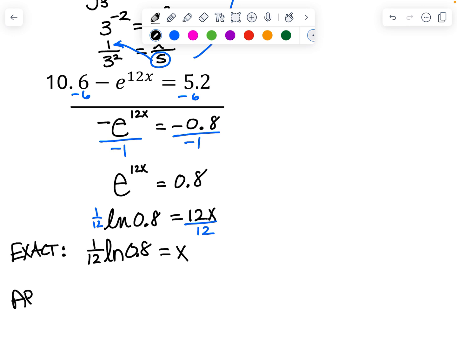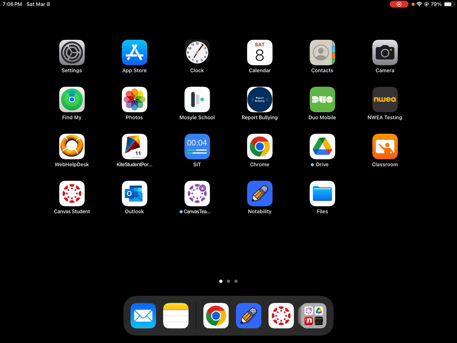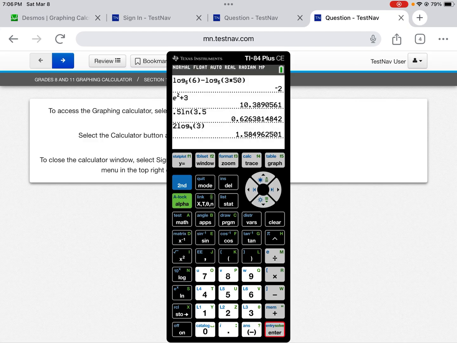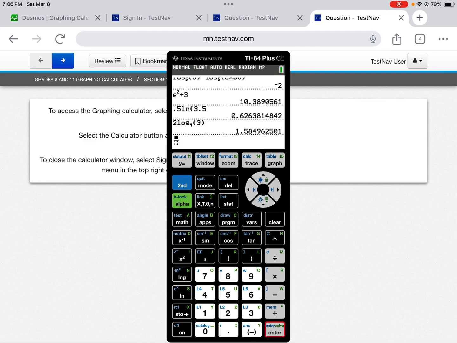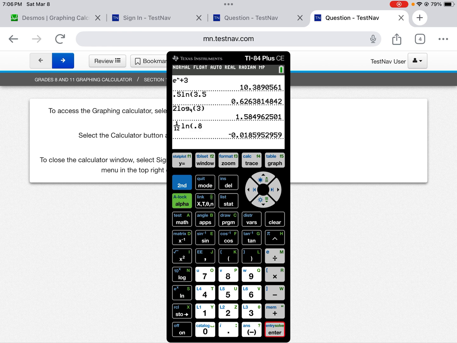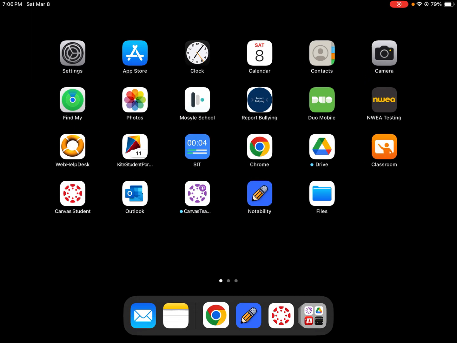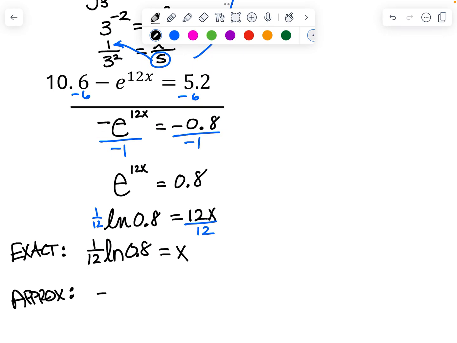My approximate answer is going to be 1/12 of the natural log of 0.8. It's going to be negative 0.019. Negative 0.019 is the approximate value of x.